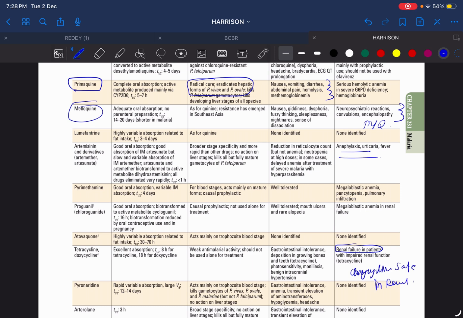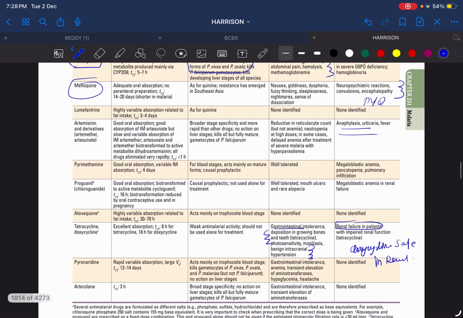It also causes GI intolerance, deposition in growing bones and teeth. It also causes benign intracranial hypertension. That is why, with doxy and all those compounds, there is a risk of teratogenicity. That is why they are contraindicated in pregnancy. Okay, just when it comes to artemisinin derivatives, just remember about anaphylaxis, urticaria, and fever.